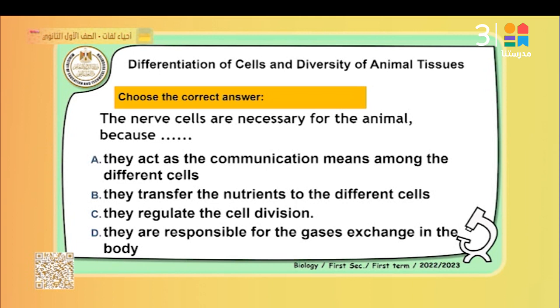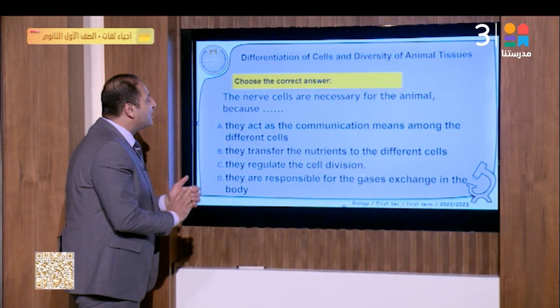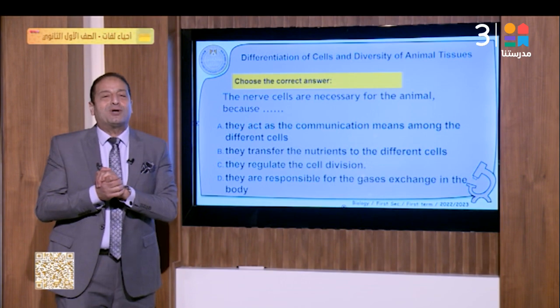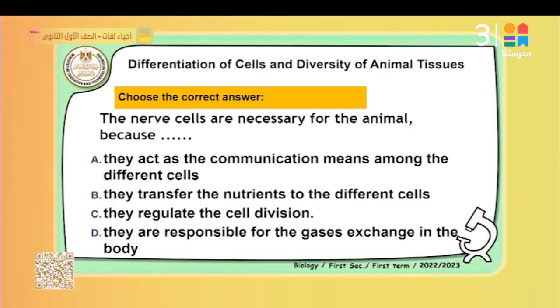So the best answer is A. They transfer the nutrients? No. Transferring nutrients is related to the vascular connective tissue found in the blood and lymph. C, they regulate the cell divisions? No, regulating cell division is related to the centrosome, but nerve cells do not contain the centrosome and do not have the ability to divide. Finally, D, they are responsible for gas exchange in the body? No, that happens in the wall of the alveoli, related to squamous epithelial tissue. So the best answer is A. They act as a means of communication among the different cells. That's right.